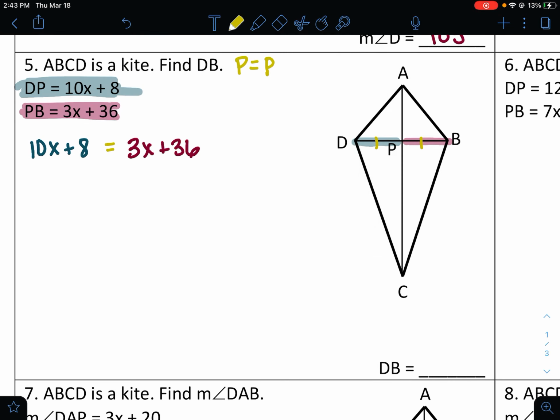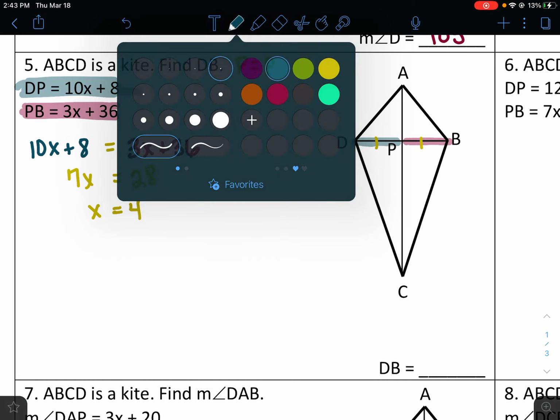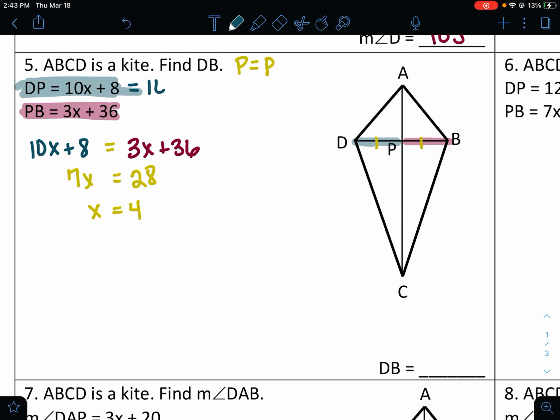I'm going to go ahead and subtract 3x from both sides to get 7x. And I'm going to subtract 8 from both sides to get 28. Divide both sides by 7 to get 4. Again, you're not done. You still have to plug it back in. So we got to multiply 10 times 4. That's 40. Plus 8 is 48. And we're going to plug it in here. What's that? 3 times 4, which is 12.